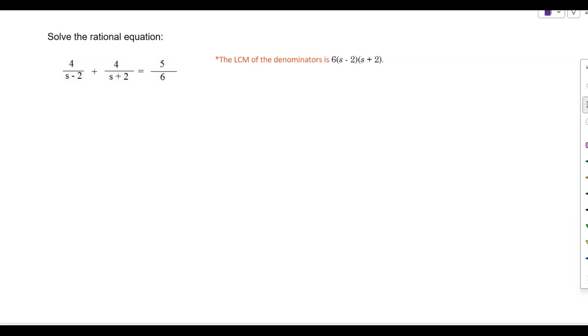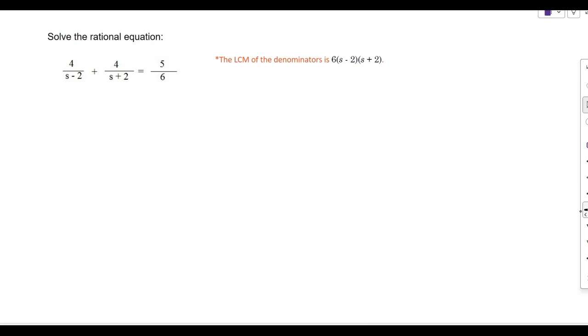Hi everybody, we're going to solve this rational equation. I need you to go ahead and start with a fresh sheet of paper if you're writing with me. We're going to skip lines and really use up space on our page. It's important that we give ourselves space to work these problems out so that we can see how it plays out on paper.